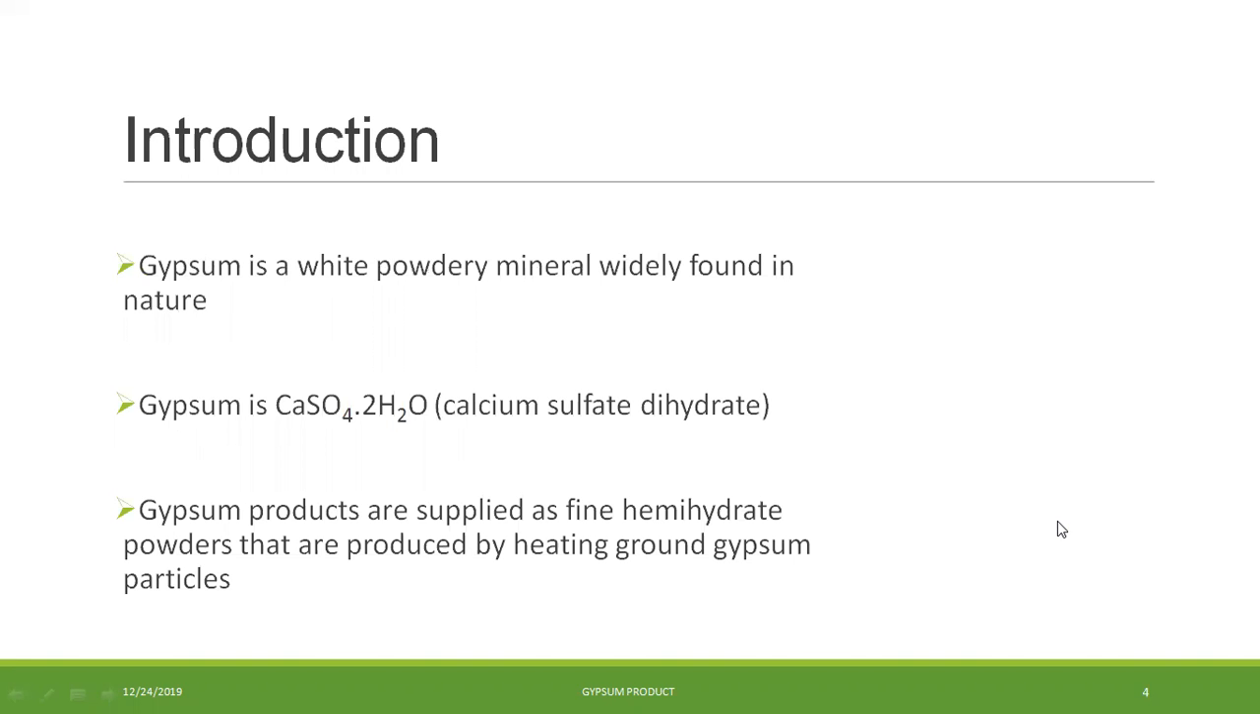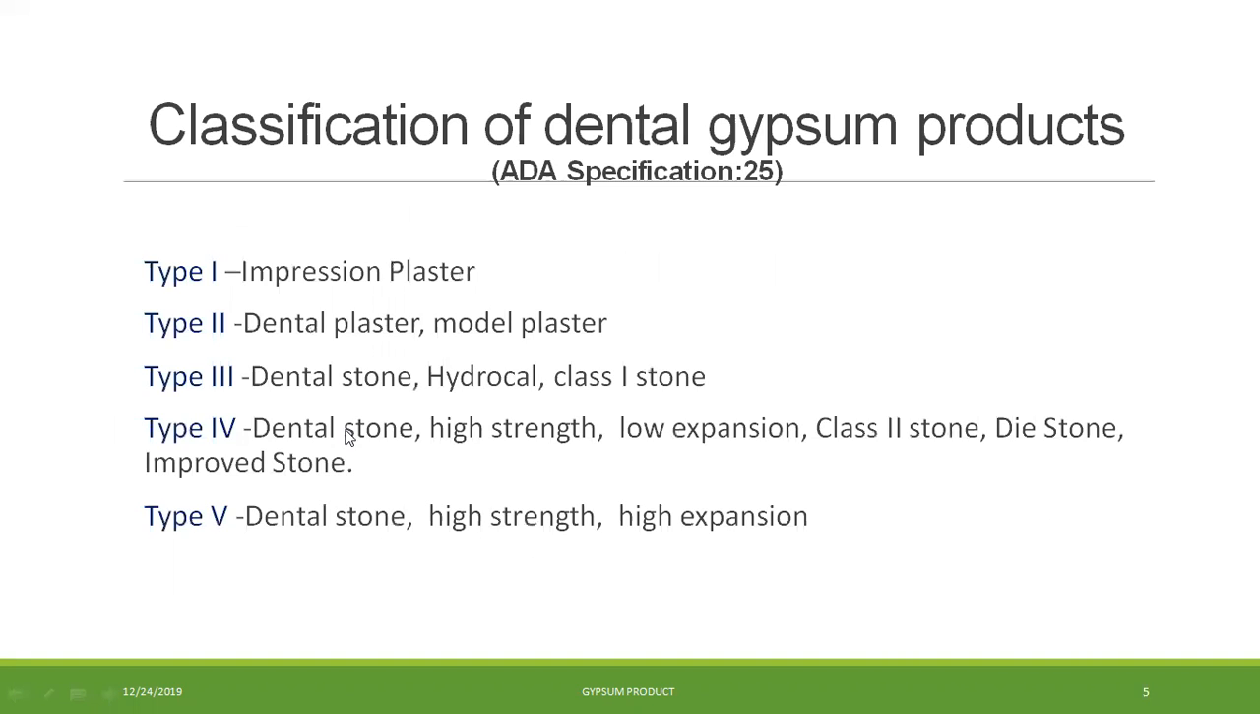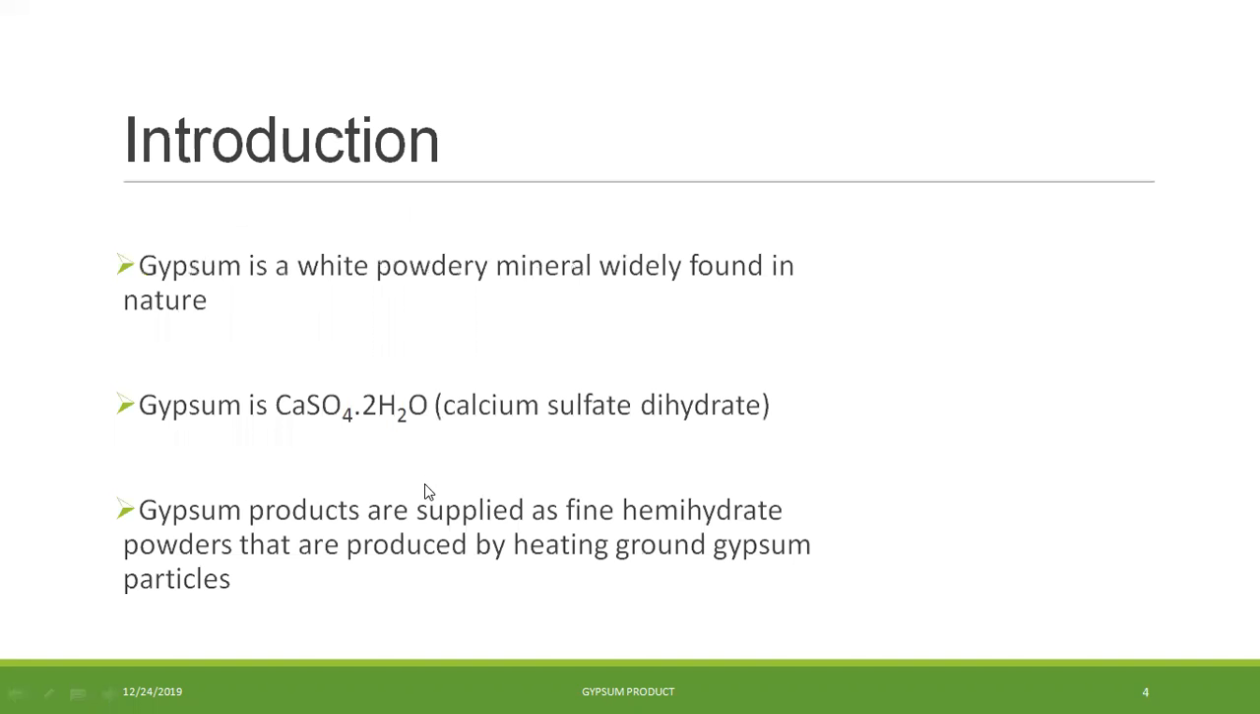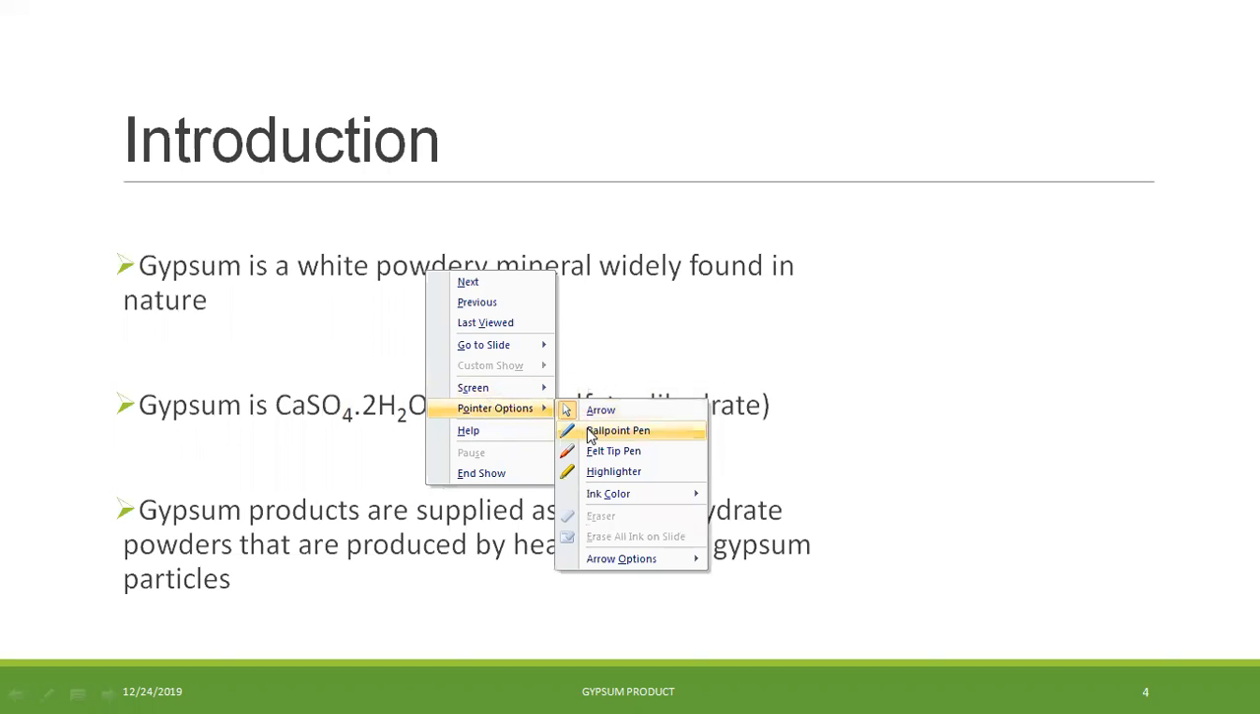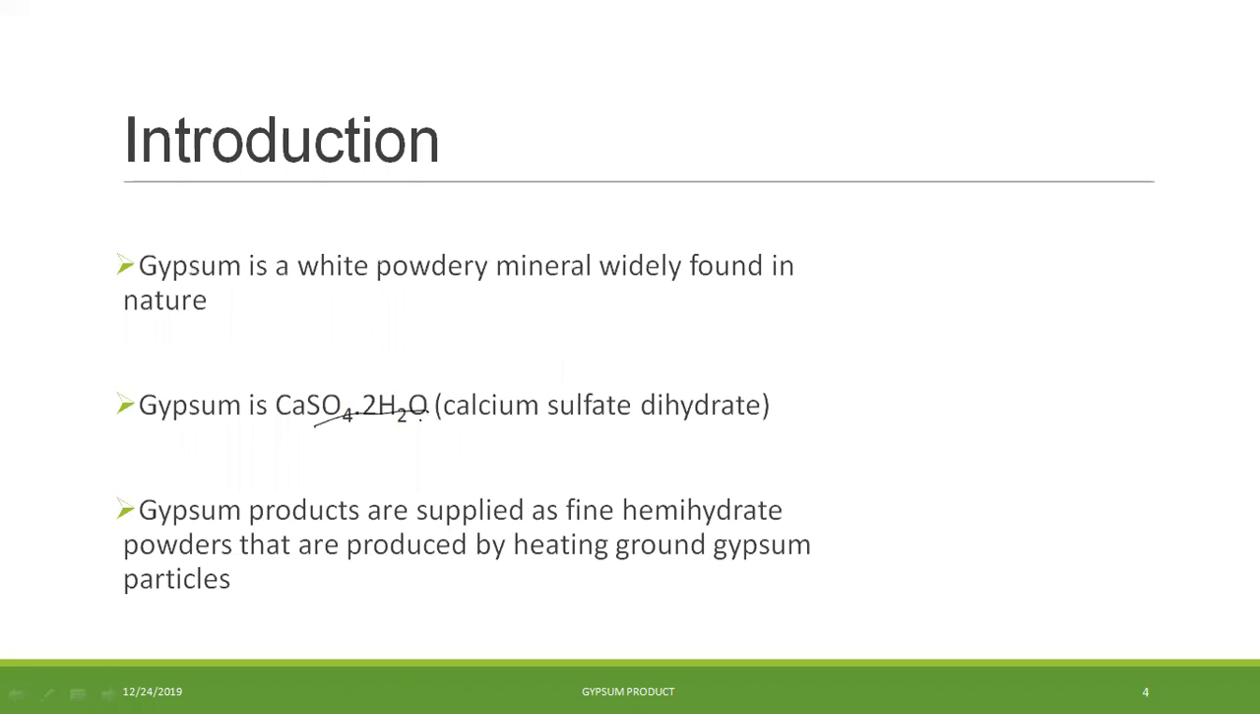First of all, introduction. It is a white powdery mineral widely found in nature, and it is mainly white in nature. They have a basic formula, which is calcium sulfate dihydrate, right? This is the formula. Gypsum products are supplied as fine hemihydrate powder that is produced by heating ground gypsum particles.